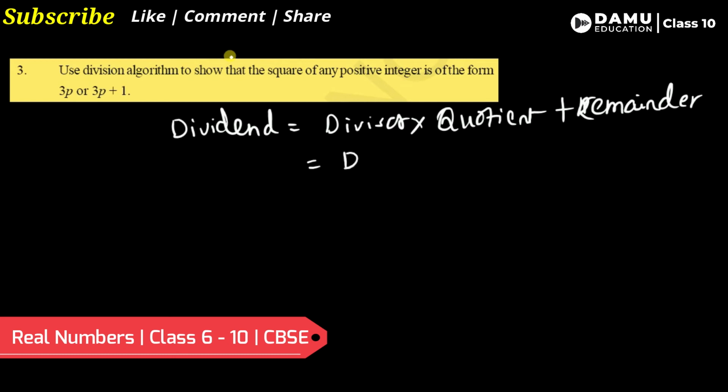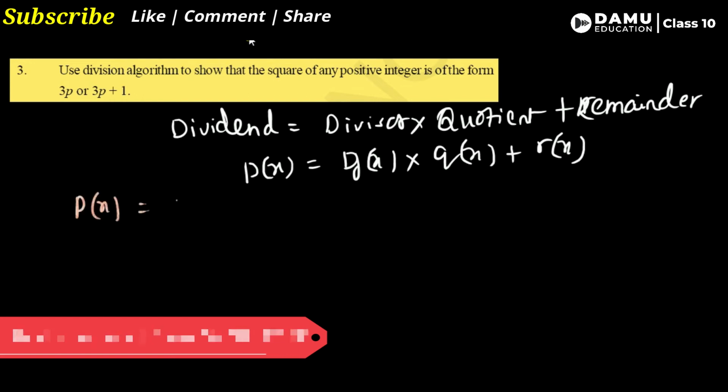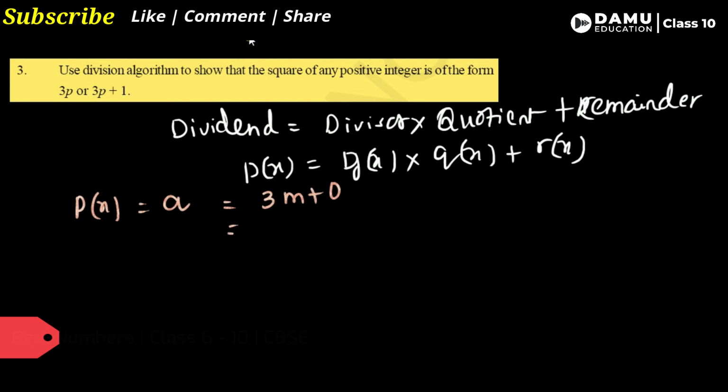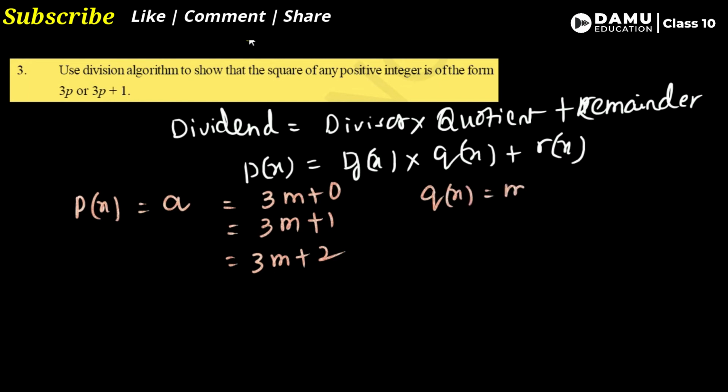So let's take the dividend to be p of x. This is g of x into q of x plus r of x. They are telling that the square of any positive integer is in the format of 3p and 3p plus 1. For that, let's consider p of x to be some a. That will be equal to 3m plus 0, 3m plus 1, 3m plus 2, 3m plus 3, like that we will go. So here q of x, that is the quotient, will be equal to m.